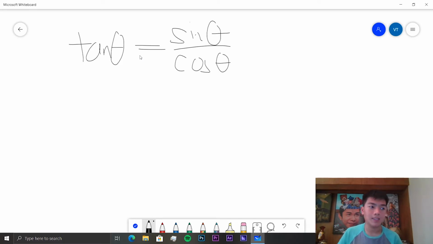And because it's an identity, we use three lines, and we use this symbol to show the relationship is equivalent and true for all values of theta, no matter what. That's why it's an identity.